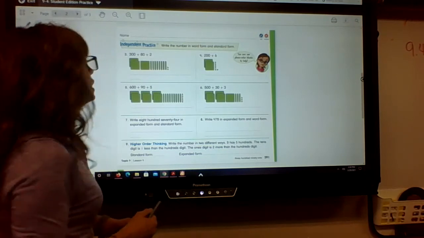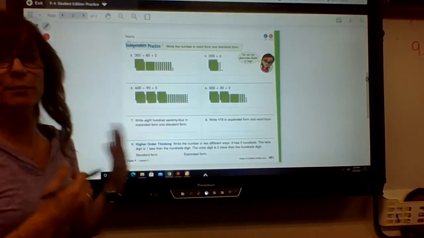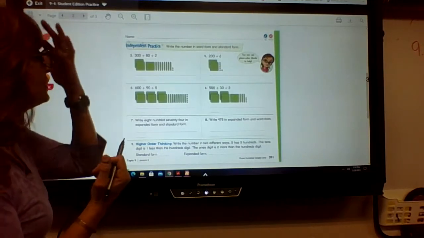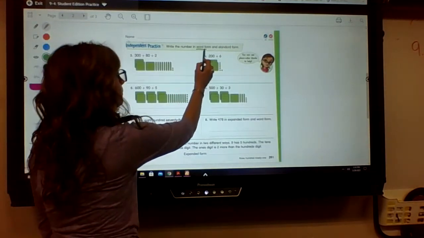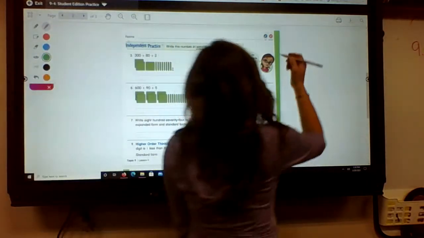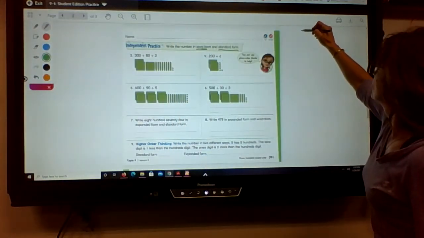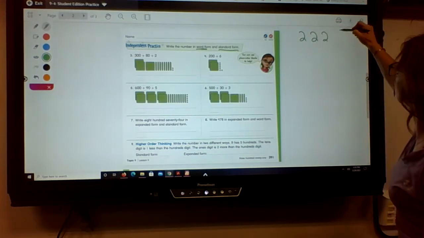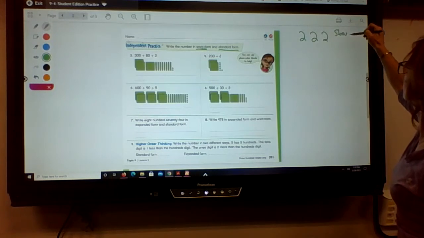All right, next page. Independent practice. Let's see, I'm going to do 1 or 2 with you, and let's see if you can do it by yourself, okay? So write the number in word form and standard form. So let's just take this number right here. Let's do 222. This is standard form. Just to give you an example.